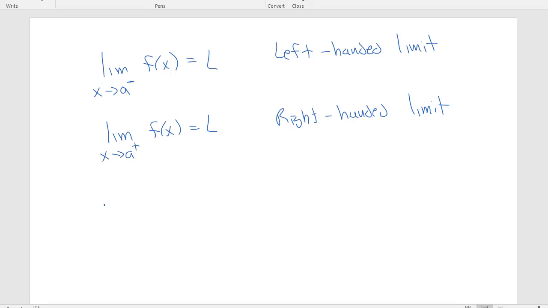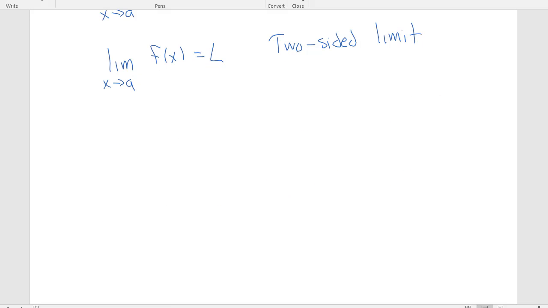So then technically, the original limit that we wrote, when we wrote the limit of f of x as x approaches a, what this really indicates symbolically is that we're approaching from 2 sides. So this is a 2-sided limit. So I have 3 different notations to communicate symbolically what type of limit we're discussing. So a left-handed limit, we put a little superscript of a negative. A right-handed limit, we put a little superscript of a positive. And then when we don't write either one of those, that is understood to be a 2-sided limit.